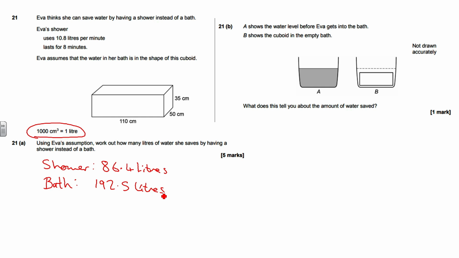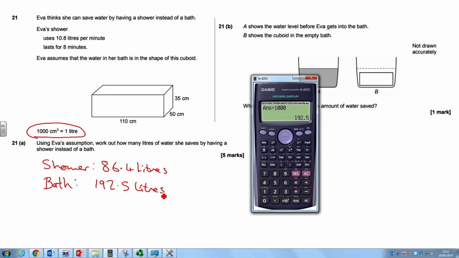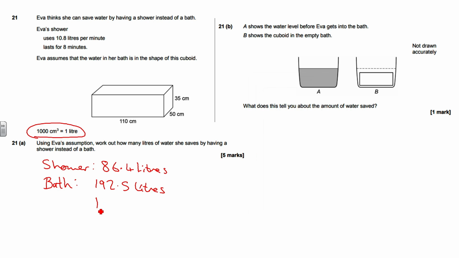So how many litres of water she saves using her assumption will be the difference in those numbers. So we need to do 192.5 less 86.4. Okay, and that gives us 106.1 saved.